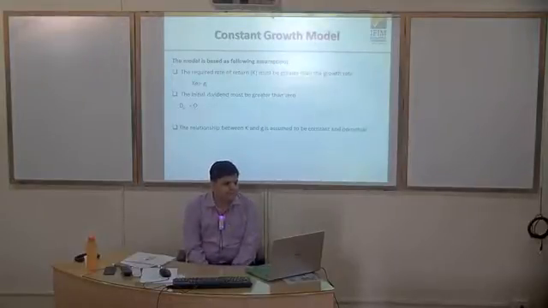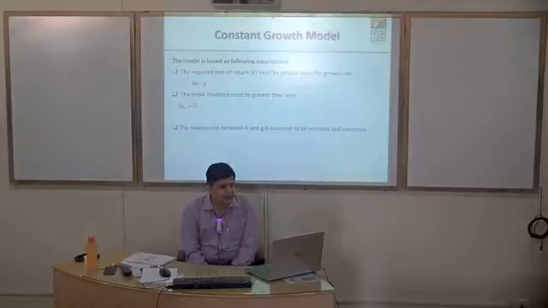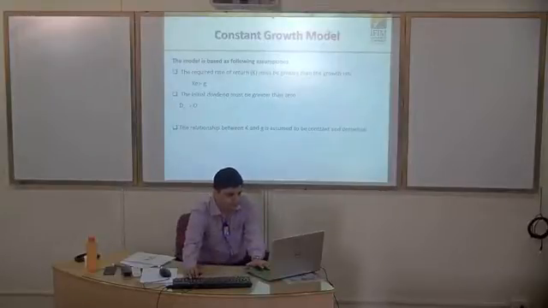The initial dividend must be greater than 0. So D0 cannot be equal to 0. It should be more than 0 always. The relationship between K and G is assumed to be constant and perpetual. So it's a constant growth model. So there the relationship is also assumed to be constant.